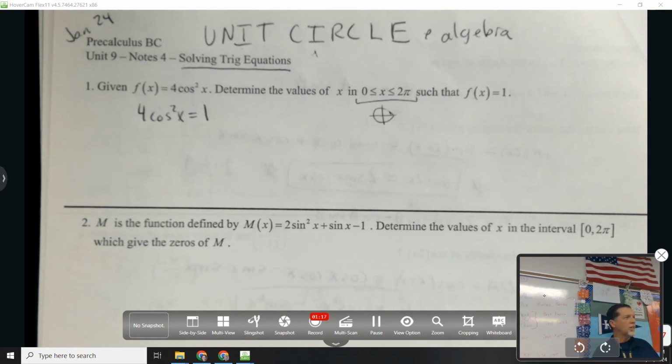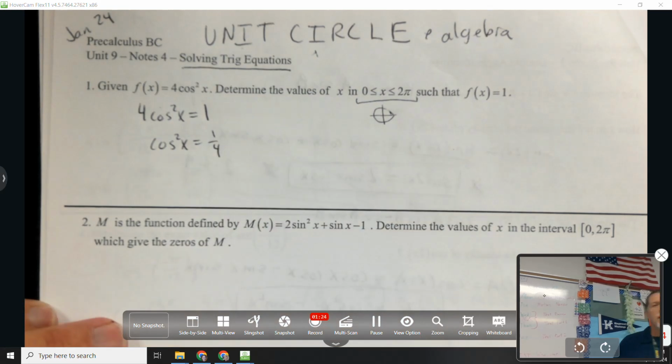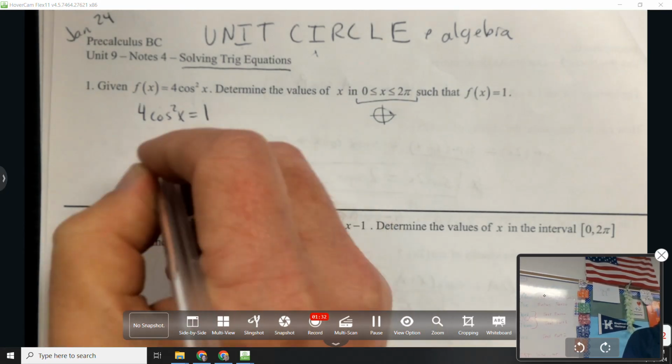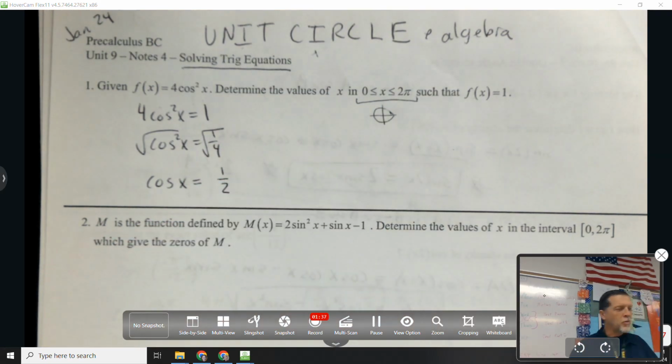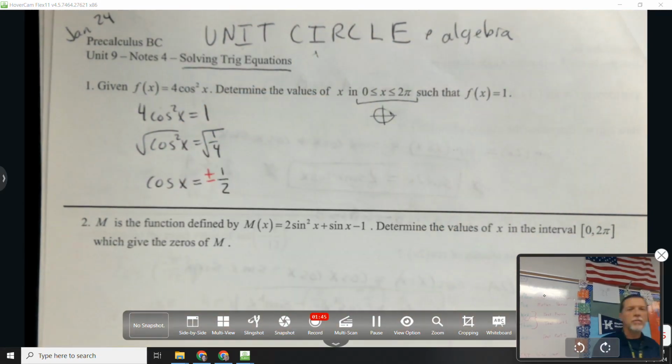So, algebra all-stars, what do you think we should do first? Divide by 4. What do you think we should do next? Square root both sides. So cosine of x equals 1/2. Yes or no, my algebra all-stars? Plus or minus. Plus or minus. So there's maybe the main point of that problem right there. So I want to know where the cosine is equal to plus or minus 1/2.